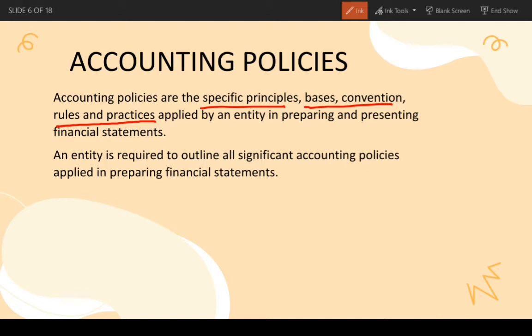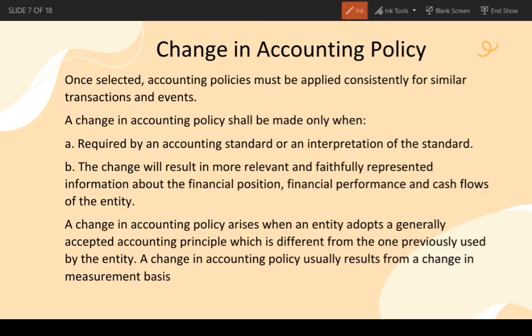So, accounting policies, meron din siyang sariling standards. So, ito yung PAS 8, Accounting Policies, Changes in Accounting Estimates and Errors. So, accounting policies, ito yung mga principles, basis, convention, rules, and practices na ina-apply ng entity sa pag-prepare or pag-present ng financial statements. So, yung accounting policies ay nagmula sa mga accepted standards like GAAP, PFRS, IFRS. Next, change in accounting policy.